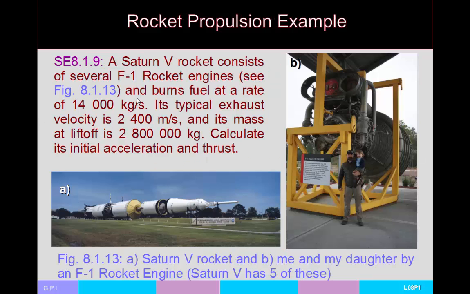All right, let's look at one final example. This is a Saturn V rocket, which consists of several, actually 5 F1 rocket engines. So this right here is the F1 rocket engine. I'm actually standing in front of it with my daughter for a sense of scale of how big this thing is. And then this right here is the whole Saturn V rocket. It has 5 of these engines. These are the little nozzles down here, is actually this engine.